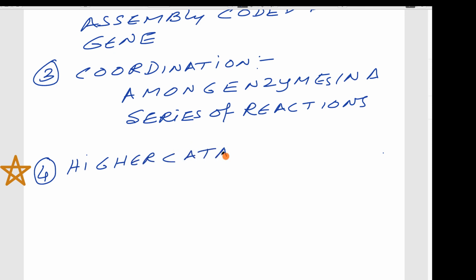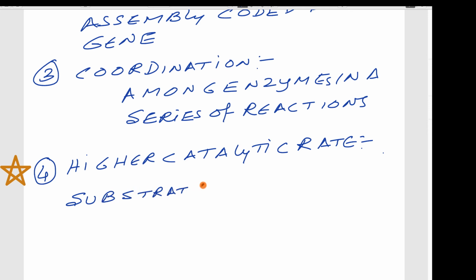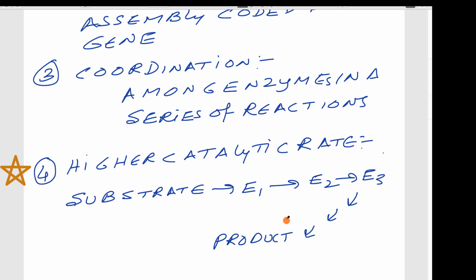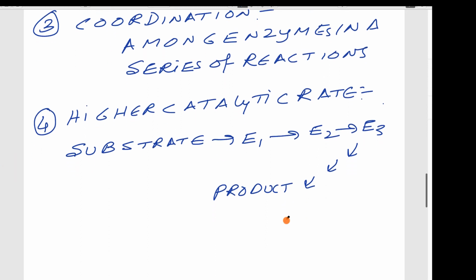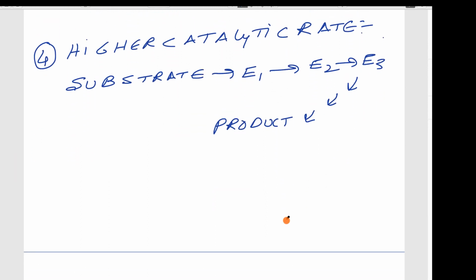How is it possible? Let us explain. Suppose there is a substrate. It goes to enzyme 1, then to enzyme 2, then the intermediate goes to enzyme 3, and so on, then ultimately the product is released, because all the enzymes are at one place. That is the reason the maximum efficiency will be there.